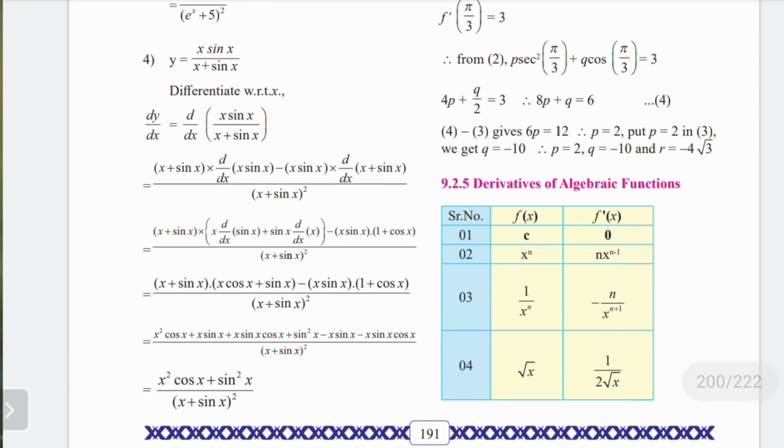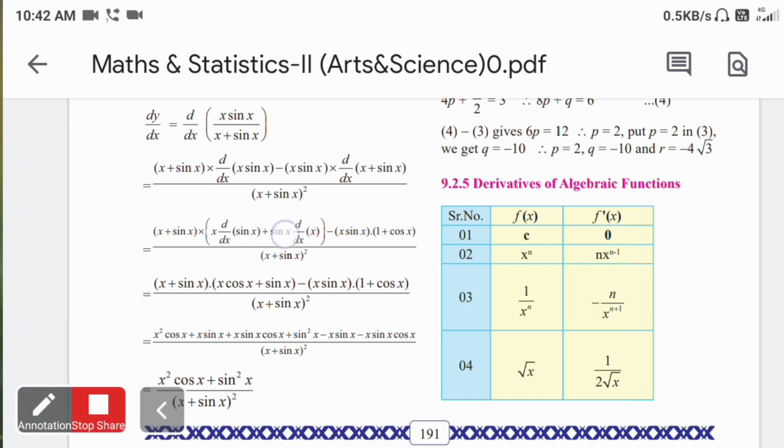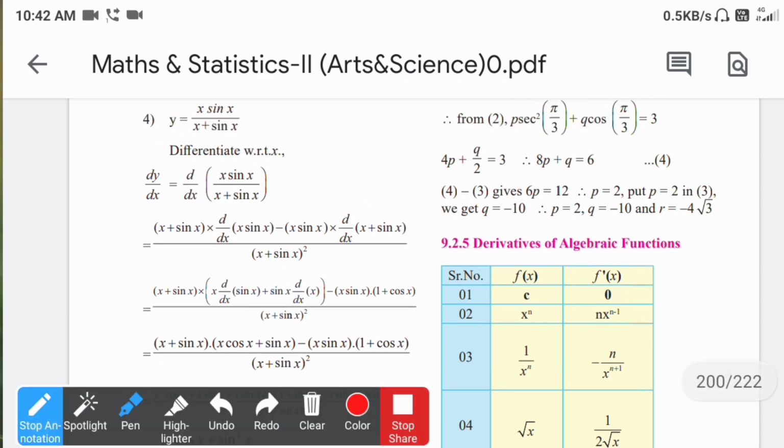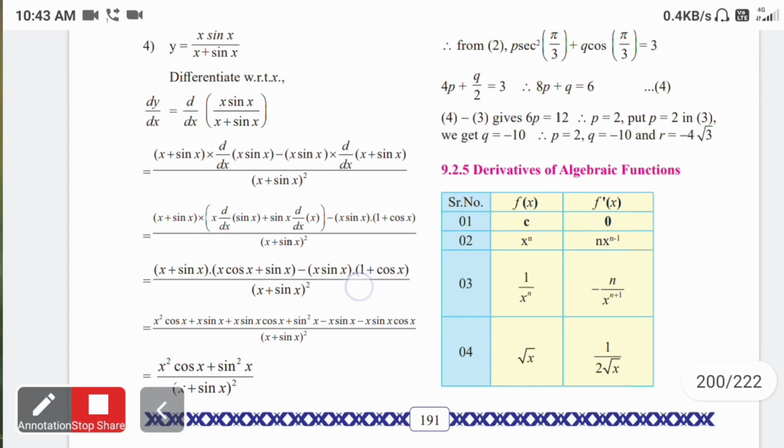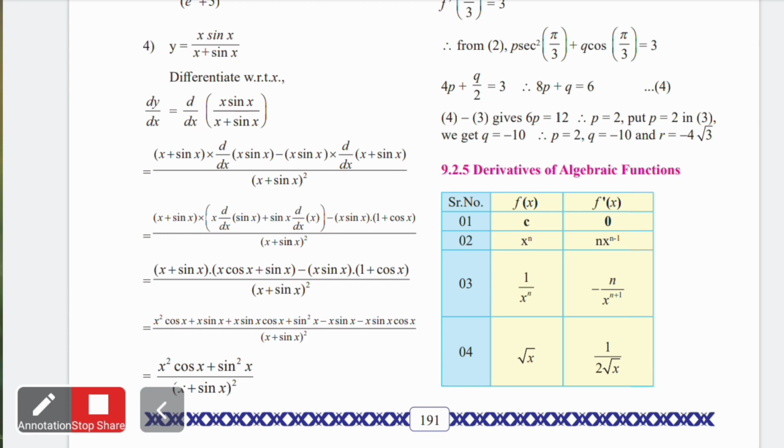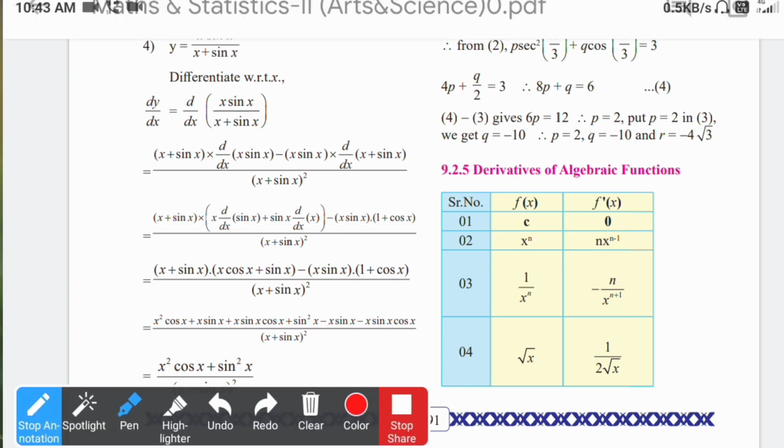Now consider the last example, which consists of all things. Here you can see that the UV rule of multiplication can be applied to this function, and it is also a u upon v type of function. So both rules can be applicable to this function. The given function is x into sine x upon x plus sine x. So we need to differentiate with respect to x.